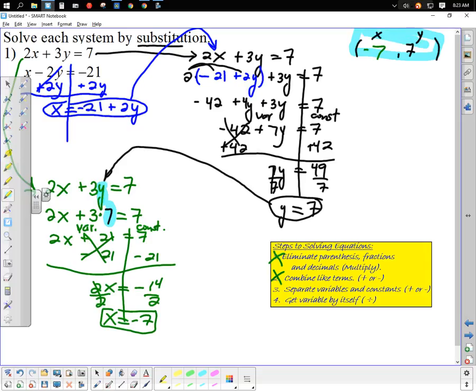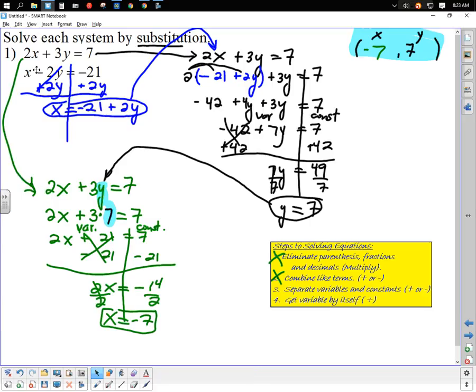So that's the steps. Some of them are easier because they already have a letter all by itself, and some of them are more complicated because there's no letter with no coefficient and with no number in front of it. If that's the case, pick whatever equation, doesn't matter because there's no advantage of one over the other, and solve for the x and the y.